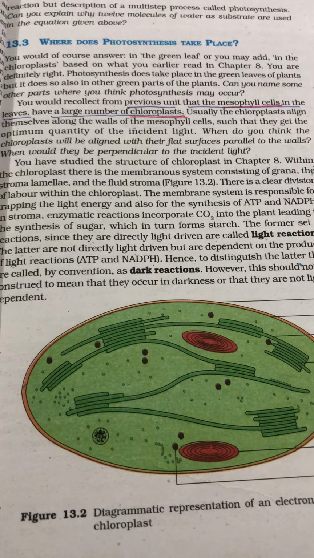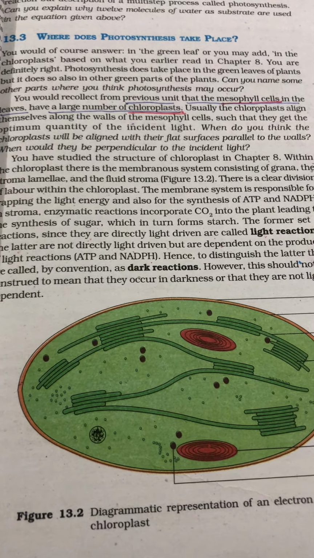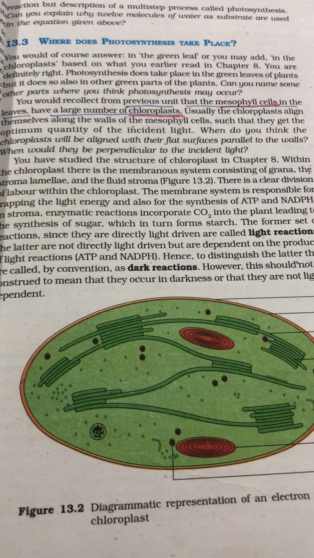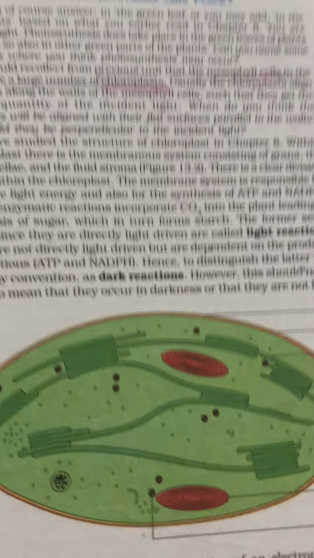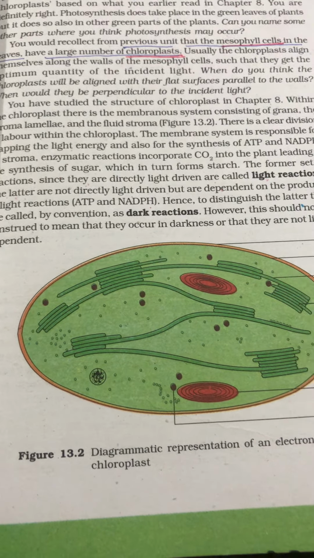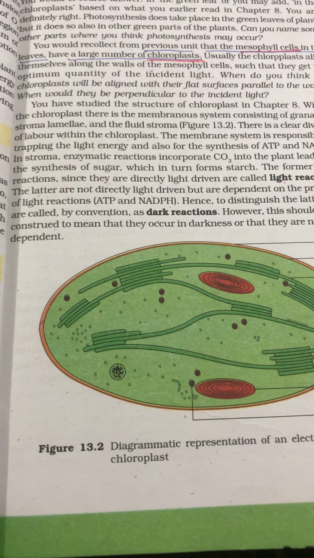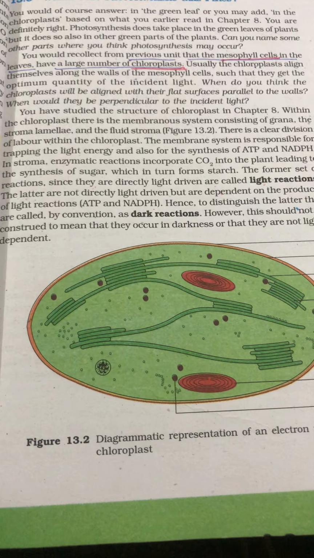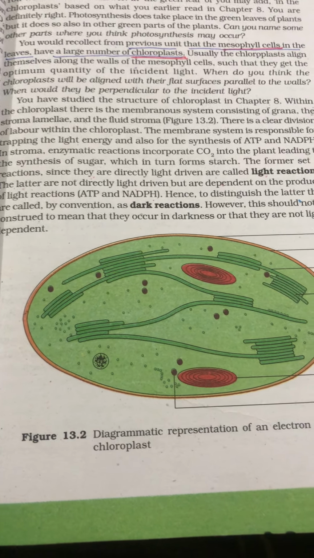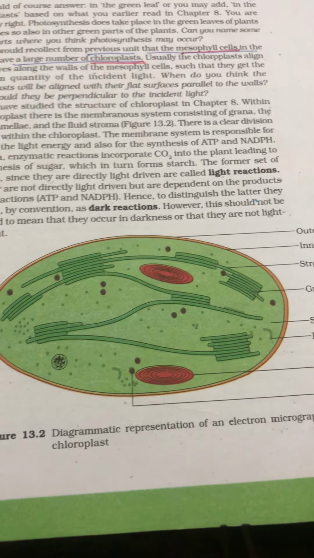When do you think the chloroplast will be aligned with their flat surface parallel to the wall? When would they be perpendicular to the incident light? So that is during the day time, right. Now you have studied the structure of the chloroplast in chapter number 8. Within the chloroplast there is a membranous system containing the grana, the stroma lamella and the fluid stroma, right.